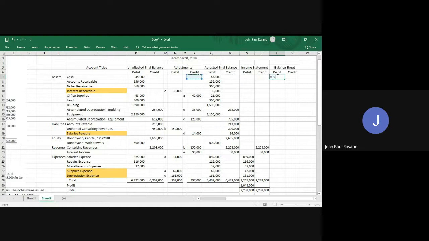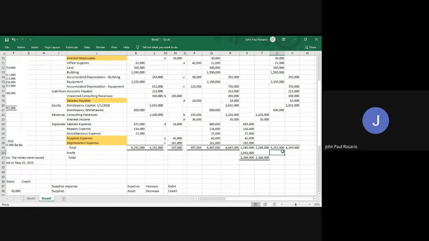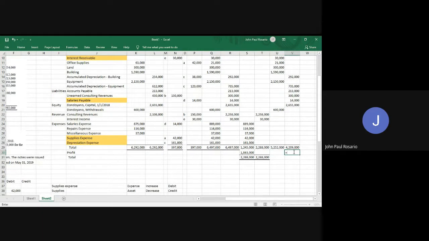So there is cash, receivable, notes receivable, interest receivable, office supplies, land, building, accumulated depreciation, equipment, accumulated depreciation on equipment, accounts payable, unearned consulting revenues, salaries payable, the capital, or the withdrawals. Okay? Then when you total here, there is a discrepancy. What happens next, guys, is you add the profit here.